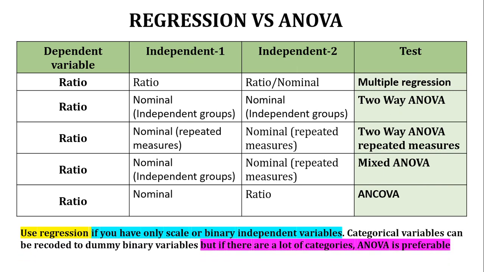Further, it is prescribed to use regression if you have only scale or binary independent variables. Categorical variables can be recoded to dummy variables, but if there are a lot of categories, ANOVA is preferable. For example, if my variable has a lot of categories, and I am not able to convert it into binary 0 or 1 form by coding, then I prescribe using ANOVA as the test statistic.